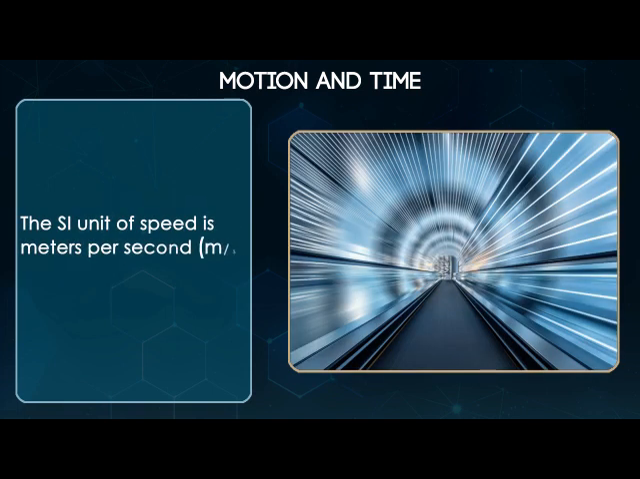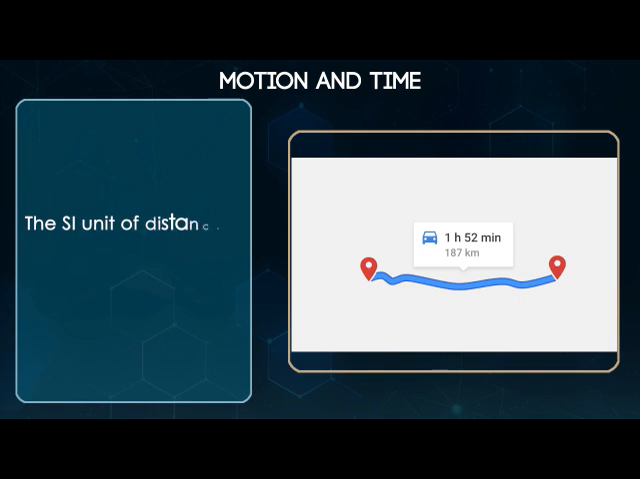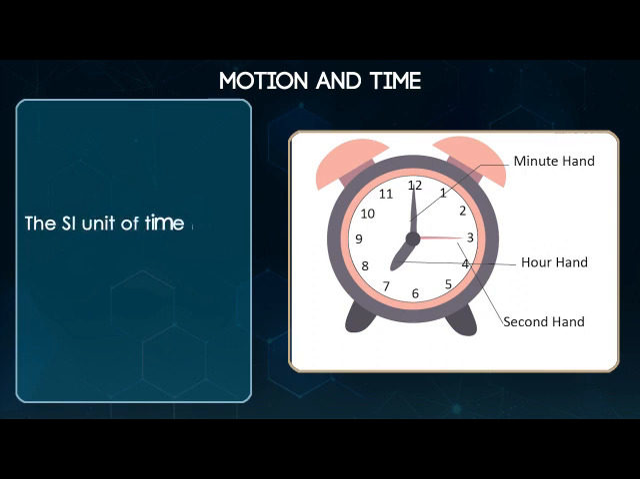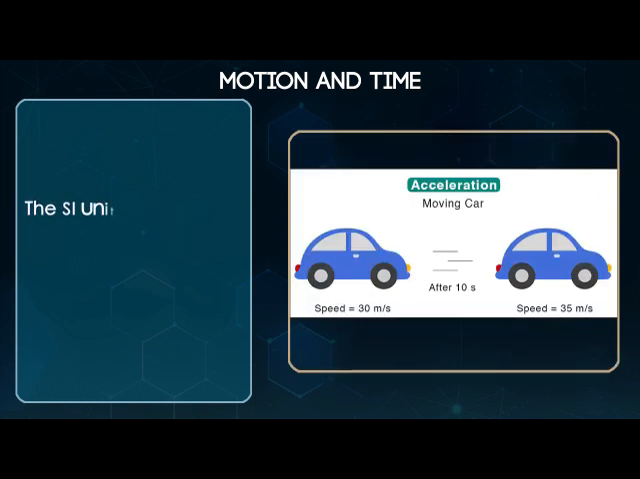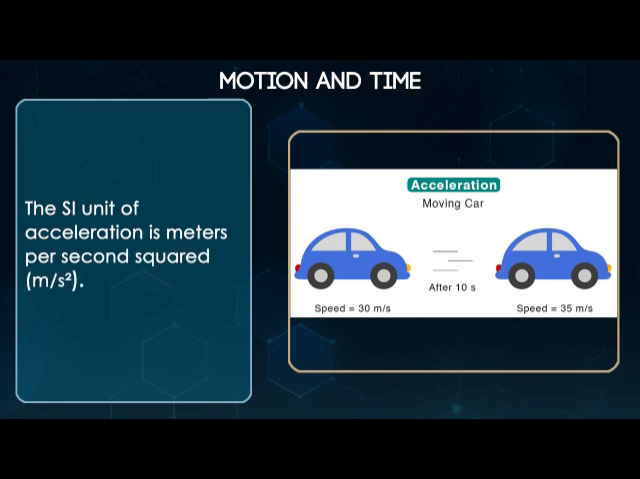The SI unit of speed is meters per second. The SI unit of distance is meters. The SI unit of time is seconds. The SI unit of acceleration is meters per second squared.